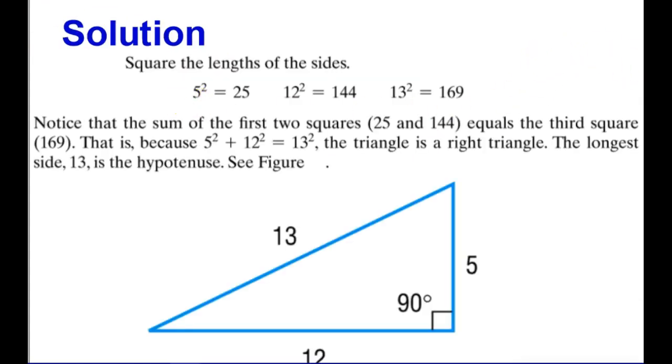So let's go ahead and look at this. We're going to first set up the squares of all of the side lengths that were given. So I've got my 5 squared, 12 squared, and 13 squared. So I look at these, the two smaller ones, and I add them together, and I see that that does, in fact, equal this third one. So that tells me that it is a right triangle. And because it's a right triangle, I know that this longest side will be the hypotenuse. So then I can draw my figure exactly as it should look.